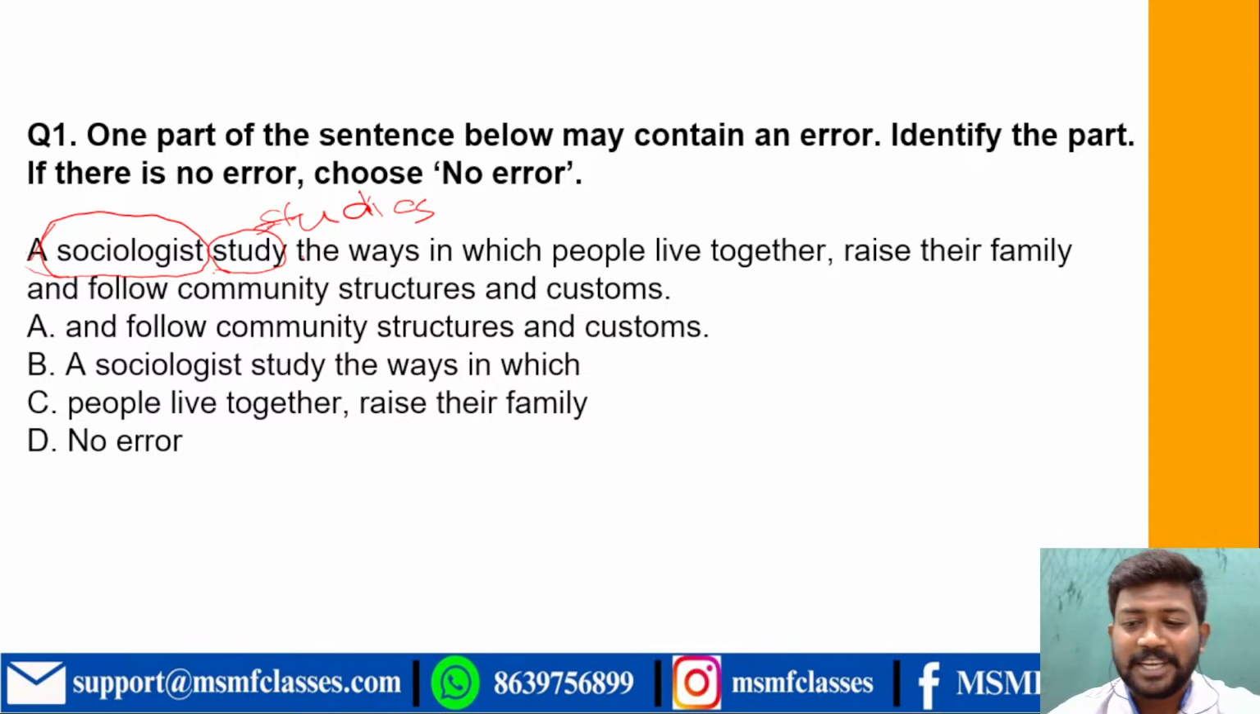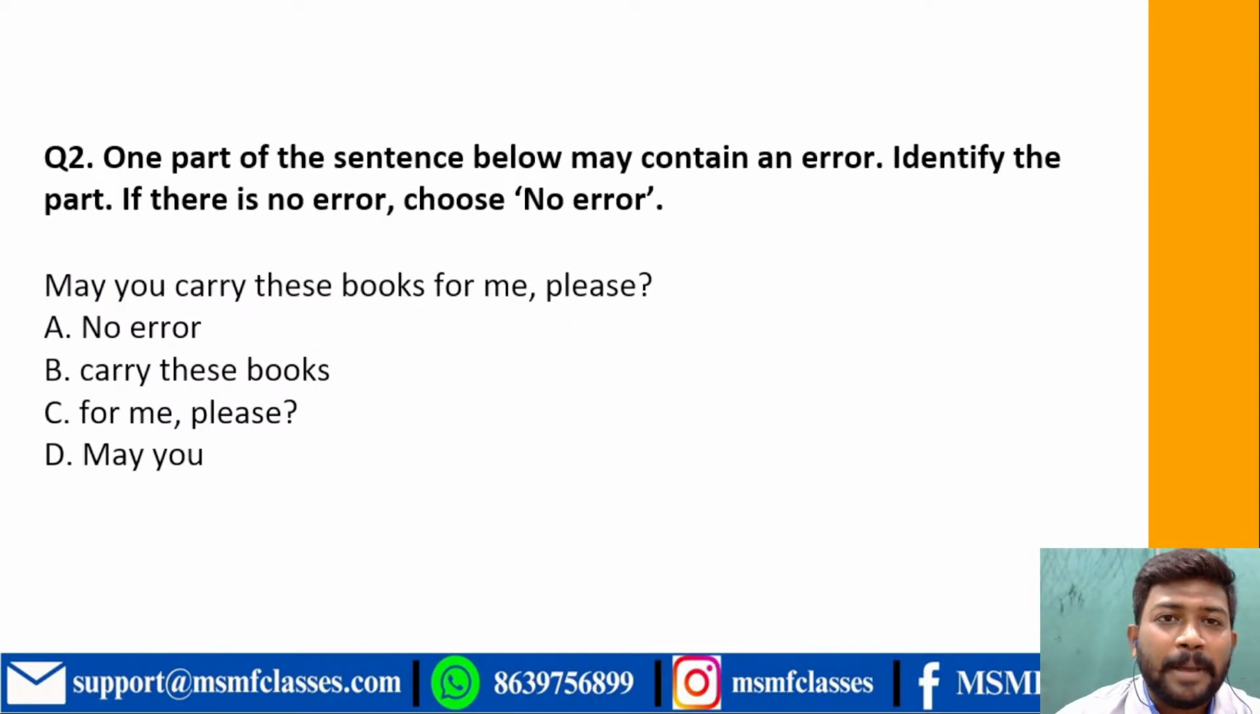Now let's move to the second question on the screen. One part of the sentence below may contain an error. Identify the part. If there is no error, choose no error. The same question again. May you carry these books for me, please? So where is the error in this sentence? Can we use the sentence, may you carry these books for me, please? Can we use it like this?